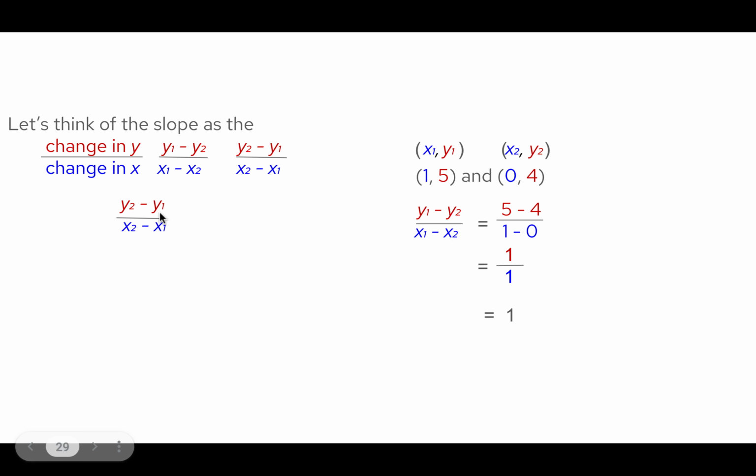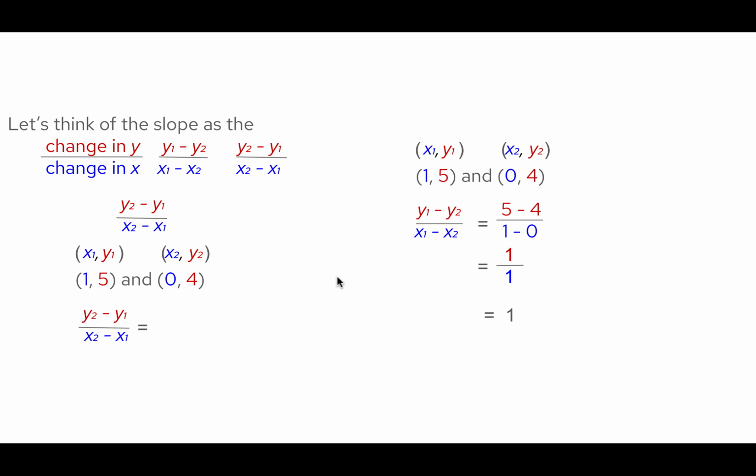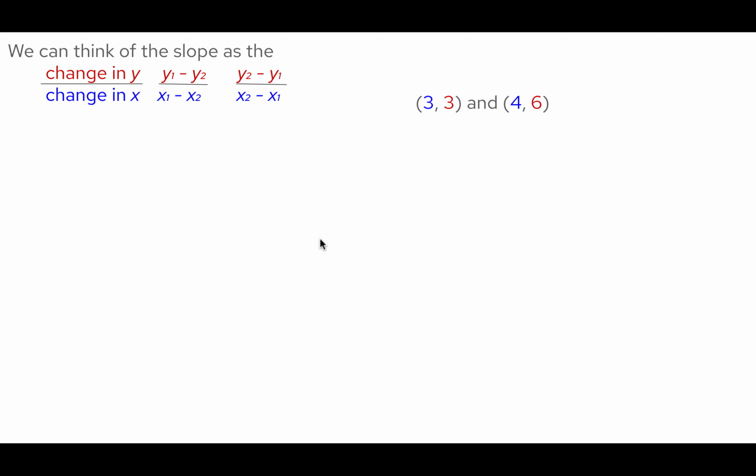Now, if I wanted to do it with the y sub 2 minus y sub 1 and the x sub 2 minus x sub 1, let's give this one a go. Same thing, my 1 and my 0, my 5 and my 4, my x's and my y's. And now, instead of writing the 5 first, I'm going to write the 4 first because it's y sub 2. So 4 minus the 5. And x sub 2 first, 0 minus the 1. And I end up with 4 minus 5 is negative 1, and 0 minus 1 is negative 1. And negative 1 divided by negative 1 is 1. So you can see that the slope is the same. You can use either one.